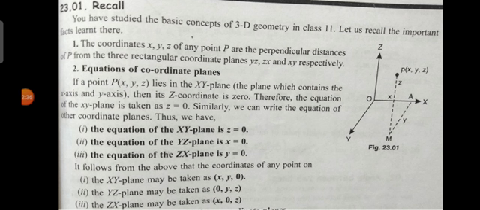So x, y, z are the axes, and x, y, z are the coordinates of any point. Of any point, capital P, here it is given capital P, they are the perpendicular distances from the point P. That is shown in the figure 23.01.